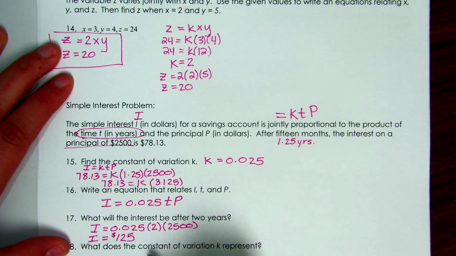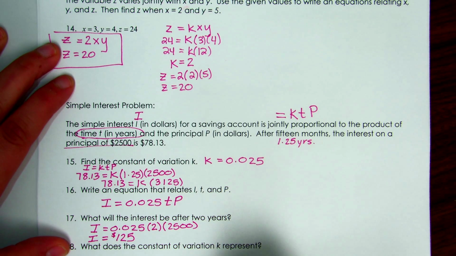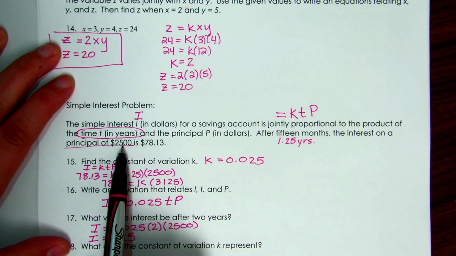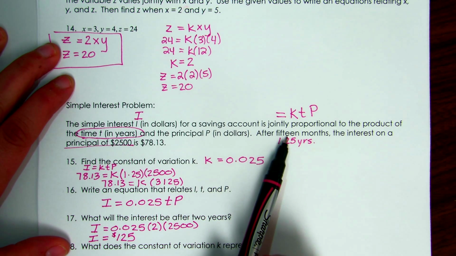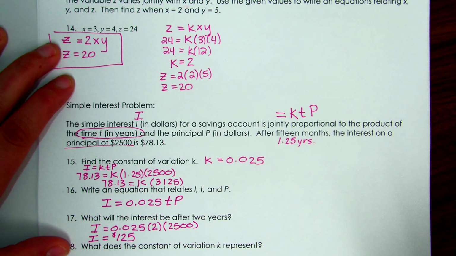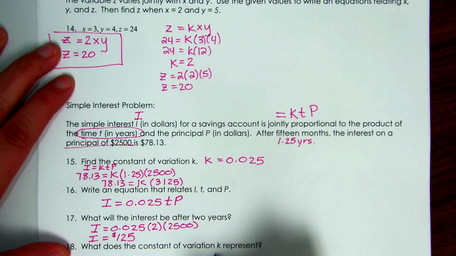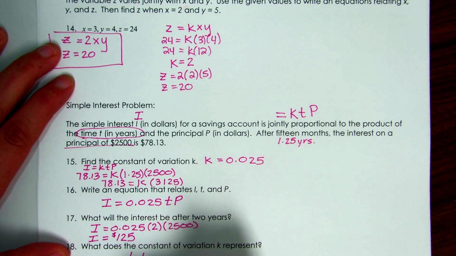Lastly, it asks me, what does the constant of variation represent? I have money and time, and I find out the interest. I find out the interest by using the interest rate. So my constant of variation is the interest rate.